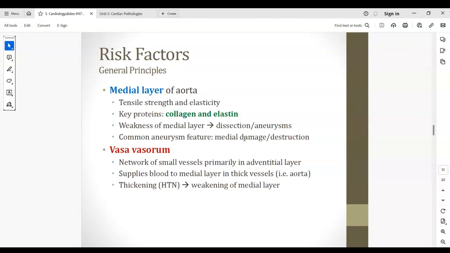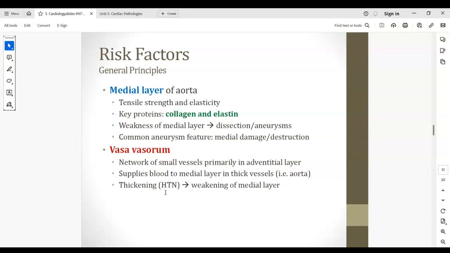Okay, and there are common aneurysm features. Usually or mostly you will have medial damage, damage or destruction of this layer, the medial layer. Also, we have what's called vasa vasorum. What is vasa vasorum? Vasa vasorum is a network of small vessels, primarily supplying the adventitial layer, which is the outer layer. Okay, and this supplies blood to the medial layer in thick vessels like the aorta.